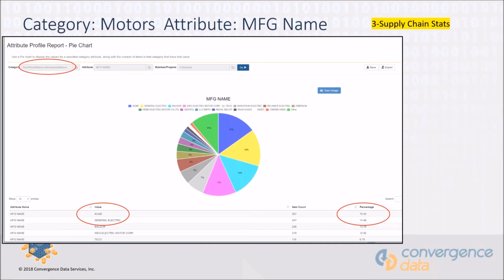You can see that these two manufacturers, Acme and General Electric, represent about 30% of the motors that you're buying today, 15 and 14% each. And conversely, you can look at the bottom of this chart, and you can look at some of the manufacturers you may only be buying a few motors from. And those are the ones you may want to rationalize. You may just want to buy from a select group of manufacturers.